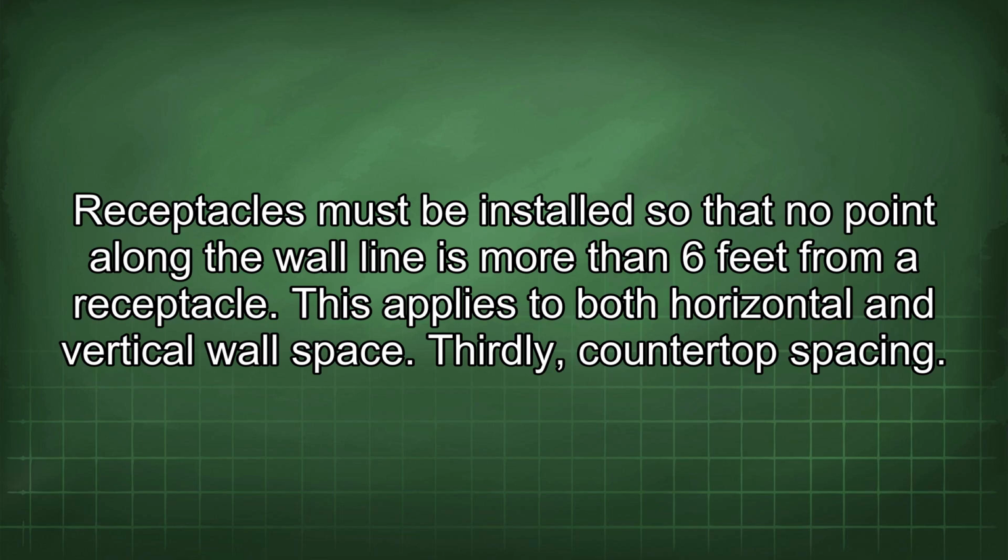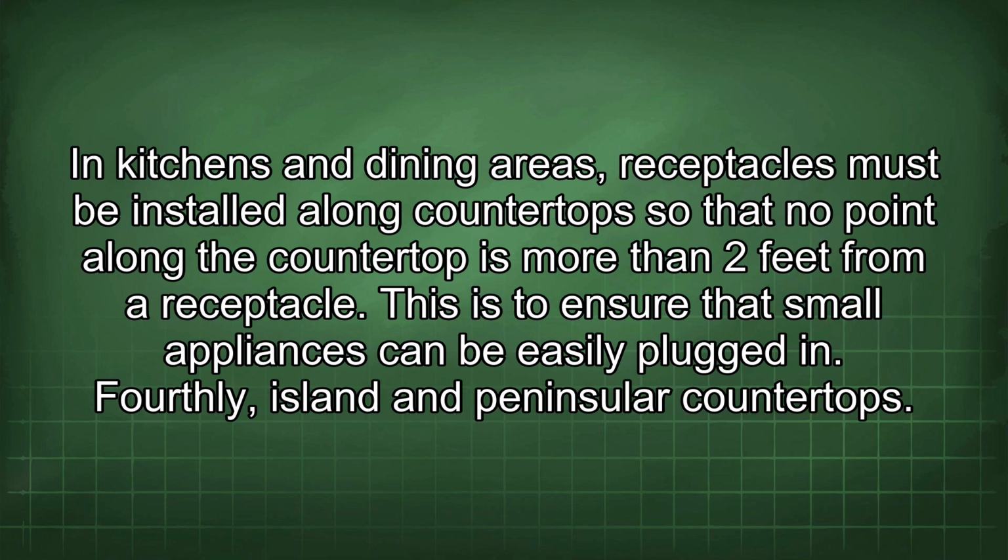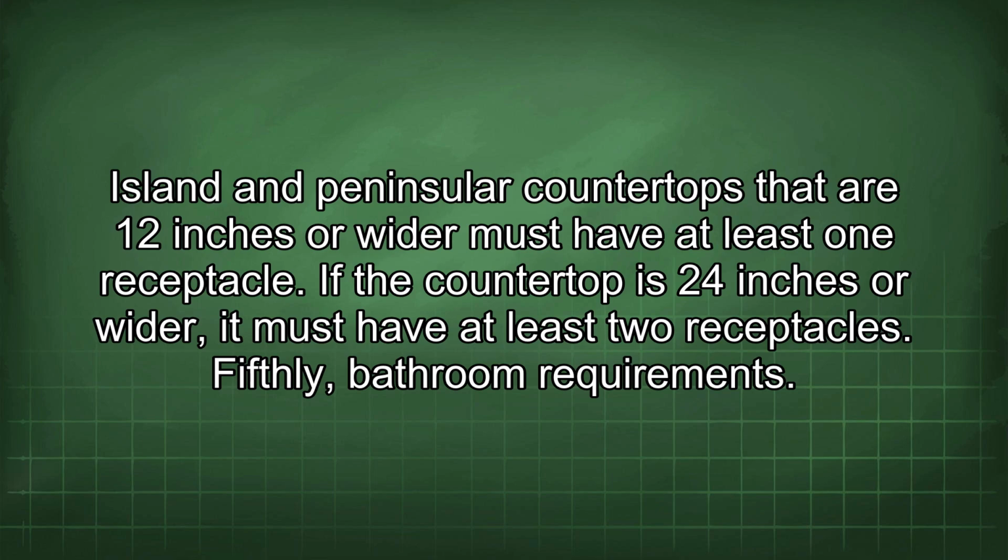Thirdly, countertop spacing. In kitchens and dining areas, receptacles must be installed along countertops so that no point along the countertop is more than 2 feet from a receptacle. This is to ensure that small appliances can be easily plugged in. Fourthly, island and peninsular countertops. Island and peninsular countertops that are 12 inches or wider must have at least one receptacle. If the countertop is 24 inches or wider, it must have at least 2 receptacles.